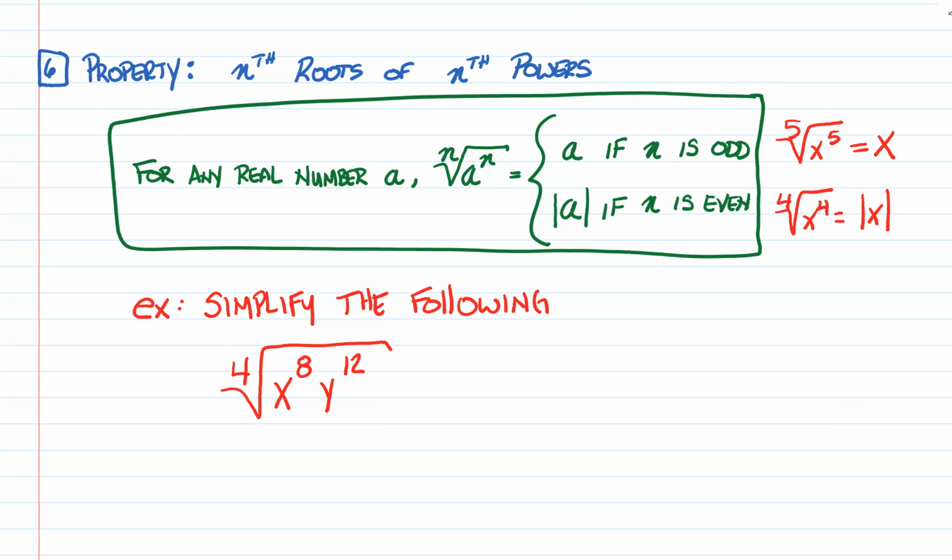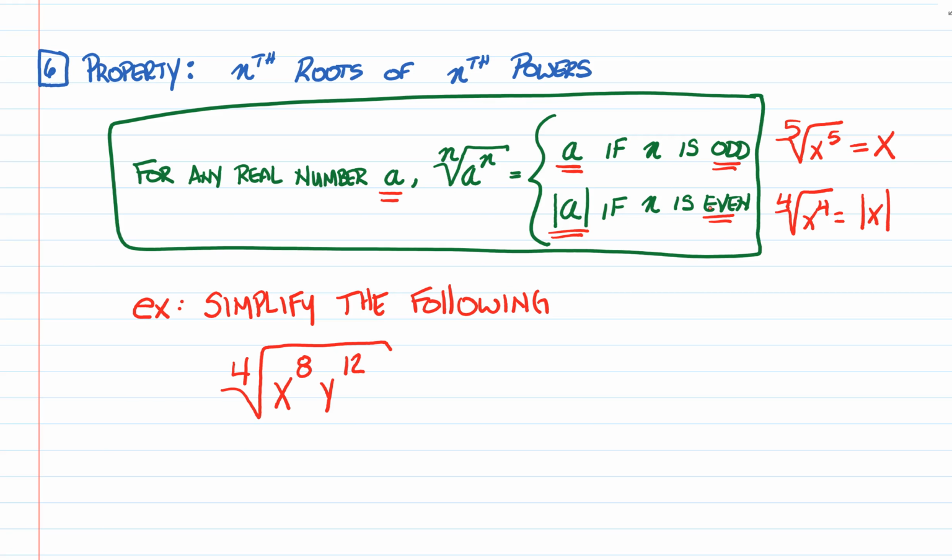Okay, box 6 is a very important box, and make sure you're paying attention. It is the nth roots of nth powers. So here's what the property says. It says for any real number a, the nth root of a to the n is going to be one of 2 things. It's going to be a if my n is odd. It's going to be the absolute value of a if my n is even. Let this sink in.